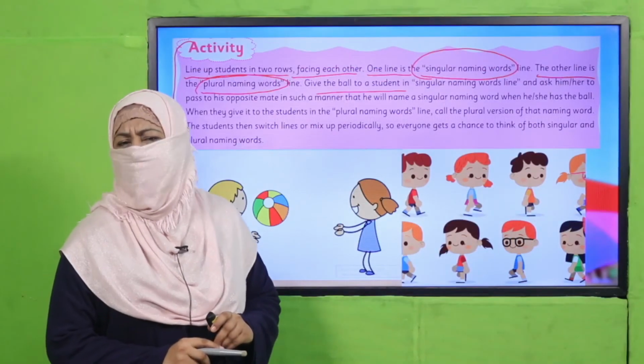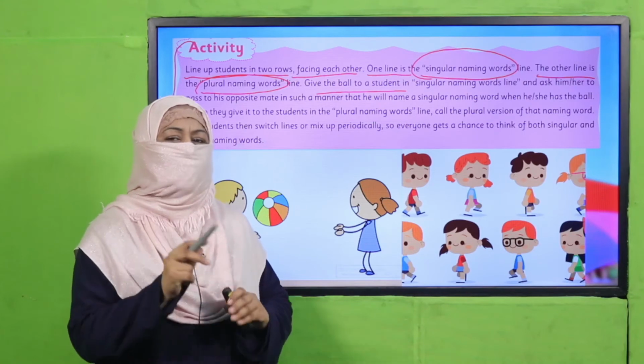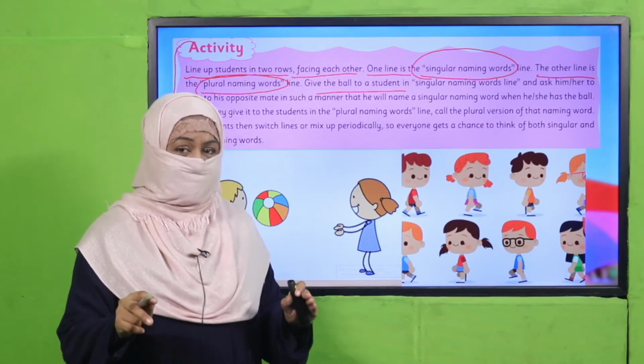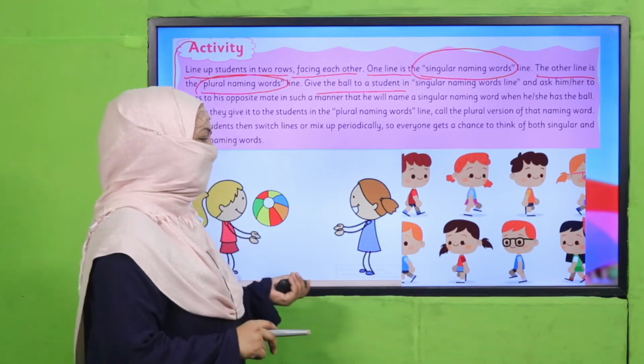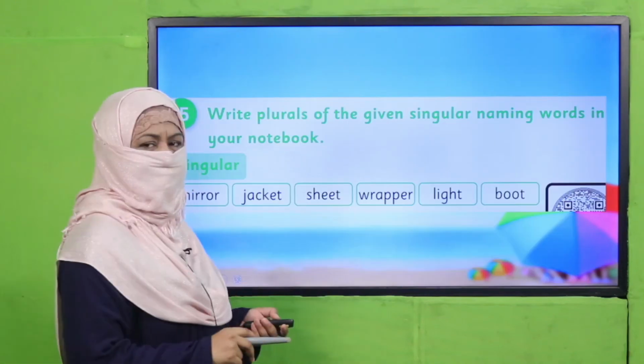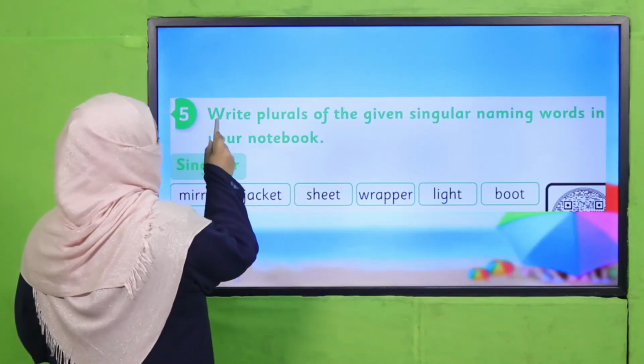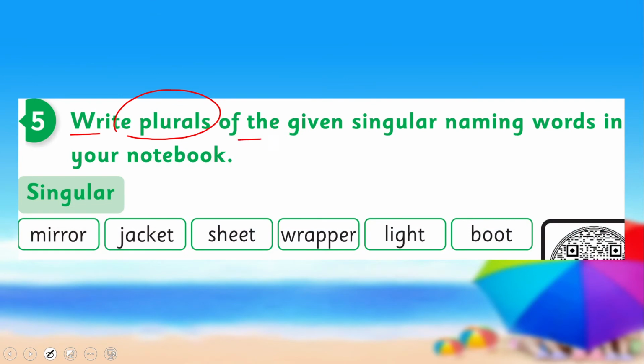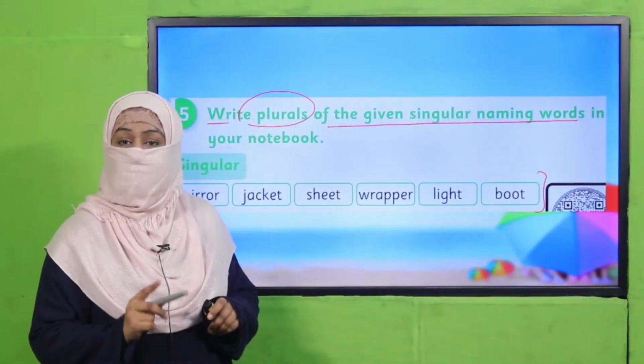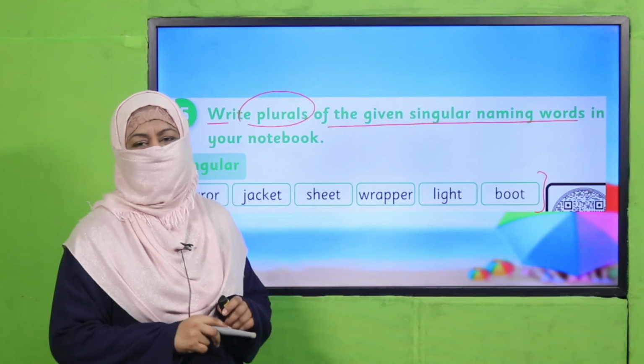Yes, my dear children, are you done with it? I know you enjoyed a lot. All of you settle down back to your seat because we are going to practice it from the book. What you are going to do? You will write plurals of the given singular naming words. So here are singular naming words. You will write the plural form. So pause the video, complete this task in your notebook and then come back.